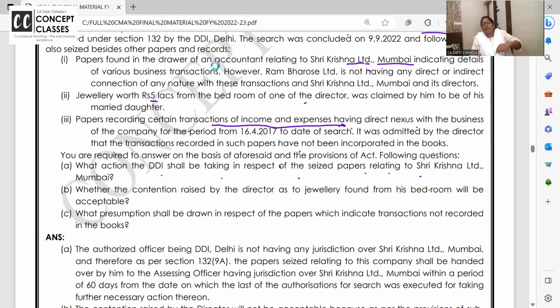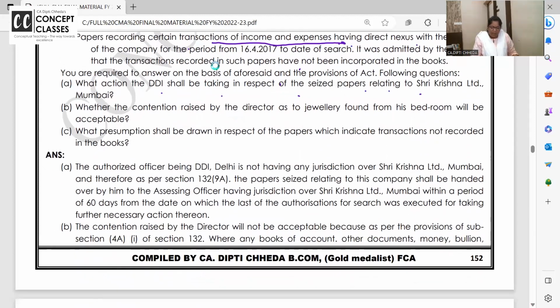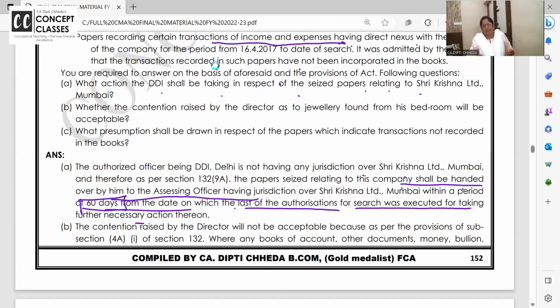Nothing. Hand it over to Mumbai jurisdiction who was having jurisdiction over Krishna Limited. कि हम तो दिल्ली में कर रहे थे, बट कृष्णा का ये पेपर यहाँ पे मिला है. अब कृष्णा के साथ क्या करना है हम देख लें. सिंपल. The authorized officer is not having jurisdiction over Krishna Limited Mumbai because हमारा authority Delhi में है. The paper sealed relating to company shall be handed over to AO who is having jurisdiction for Krishna Limited within a period of 60 days from date on which last authorization was searched. This time limit is important, dear students. Within 60 days of the last authorization.